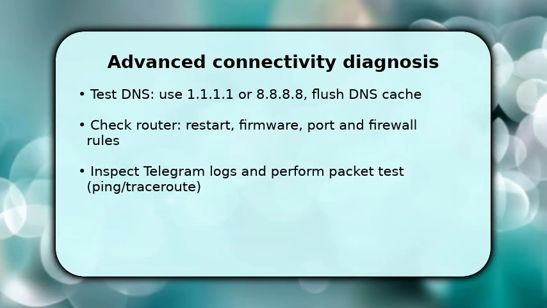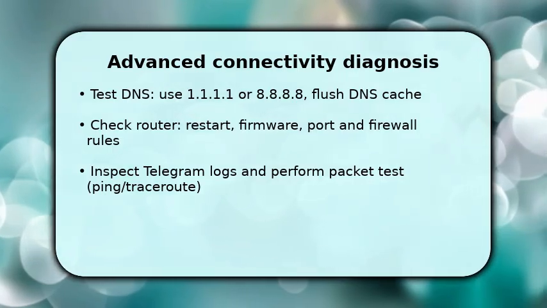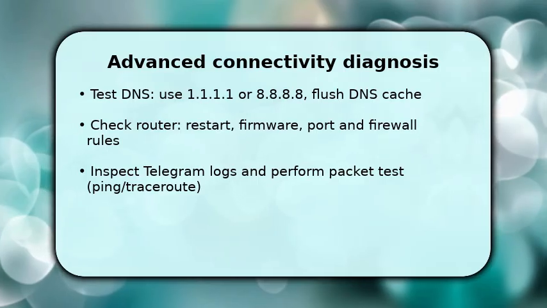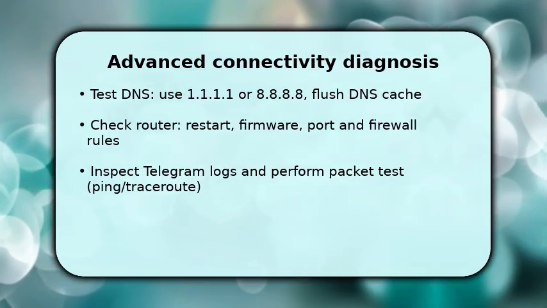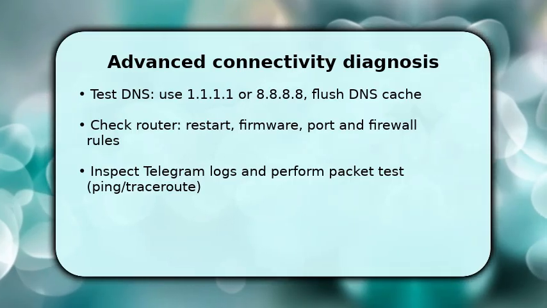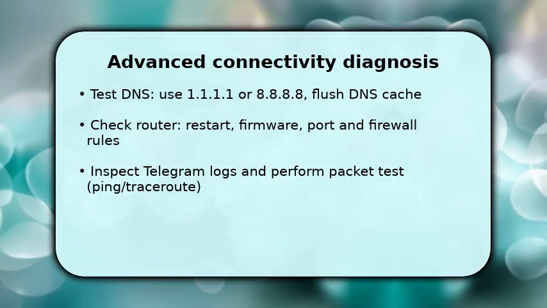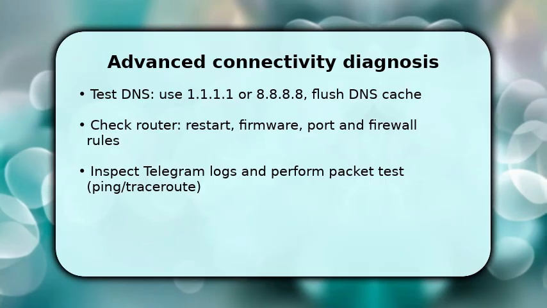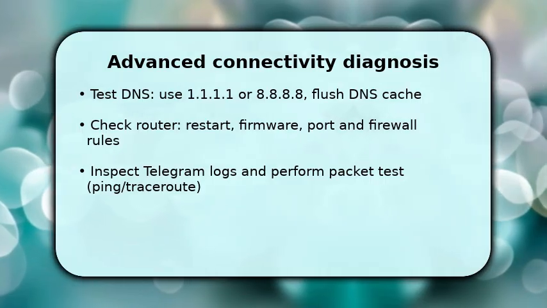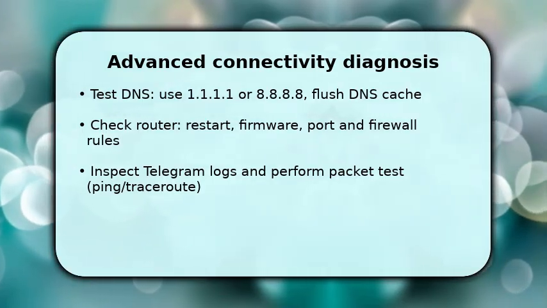Use ping and traceroute toward core.telegram.org or the IP shown in logs to spot packet loss or routing loops. Once you identify a hop or firewall block, note the time and symptoms to coordinate with your ISP or network admin. You apply the remedial steps.